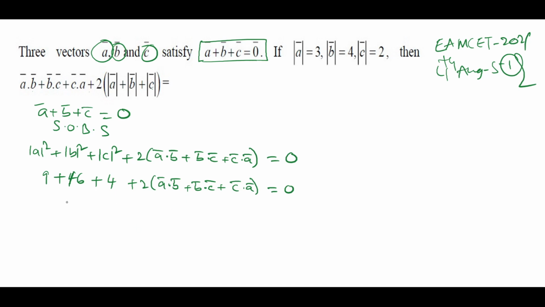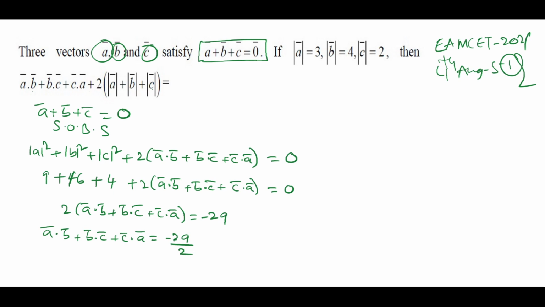is equal to 0. So here 16 plus 4, 20, 20 plus 9, 29. That is 2 into a bar dot b bar plus b bar dot c bar plus c bar dot a bar is equal to minus 29. From this, a bar dot b bar plus b bar dot c bar plus c bar dot a bar is equal to minus 29 by 2. This is the value of a bar dot b bar plus b bar dot c bar plus c bar dot a bar.